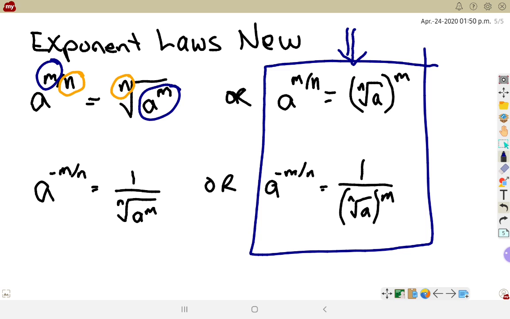Alright, that's working with rational exponents. Next video we'll have some more examples on how to do some of these calculations.